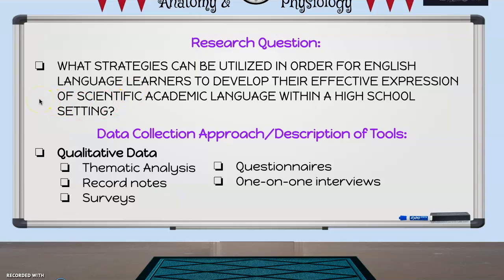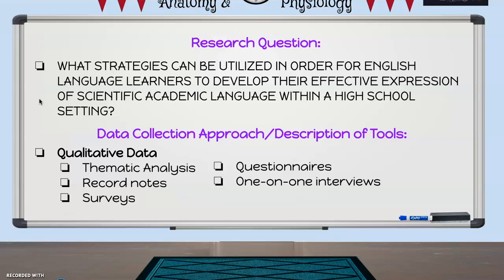So my research question is, what strategies can be utilized in order for English language learners to develop their effective expression of scientific academic language within a high school setting? So I'm going to take a couple different approaches. In order to do so, qualitative data will be collected so that straightforward thematic analysis can be completed.